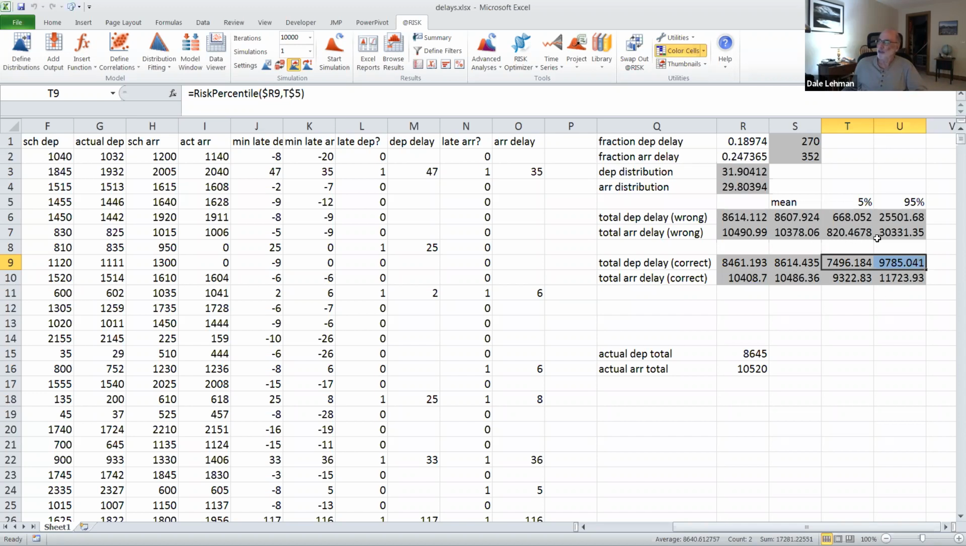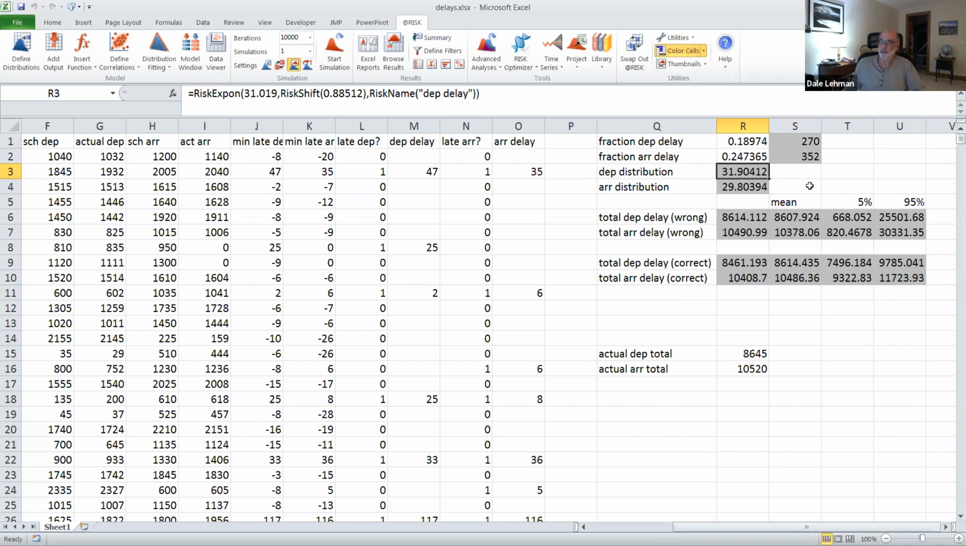For the arrival delays, the confidence interval here ranges from 820 to over 30,000. Doing it the correct way, the range is only 9,300 to about 11,800. So, much narrower confidence interval again. If all you're interested in is the averages, then doing it the wrong way is fine. It'll give you approximately the right average. Just multiply how many delayed flights there are by what the average departure delay is.